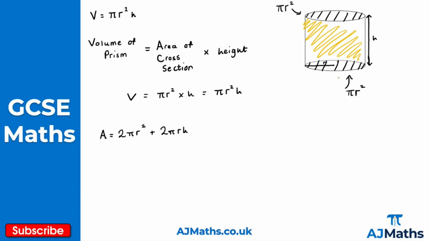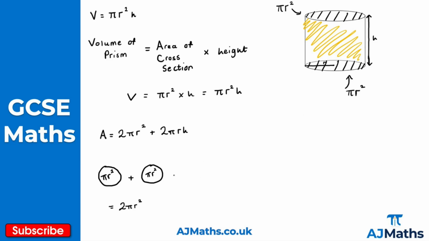To think about that, imagine rolling the cylinder out. This outside part of the cylinder would form a rectangle. So in total, I've got the circular base, which has surface area of pi r squared, and the circle on top, which again is pi r squared. Notice that gives me the 2 pi r squared: pi r squared plus pi r squared gives us 2 pi r squared.